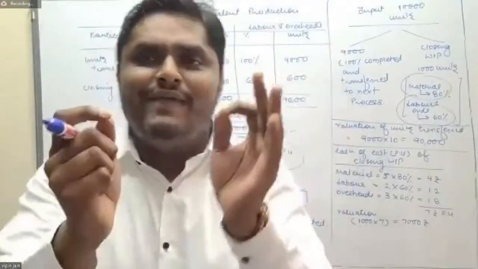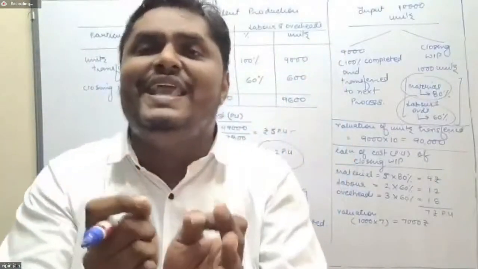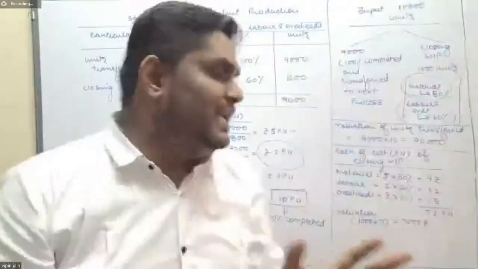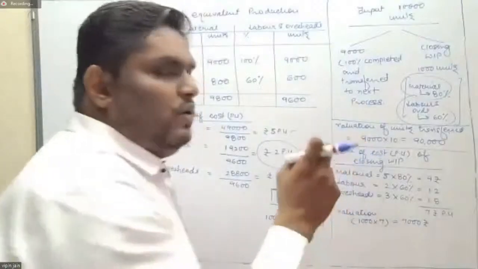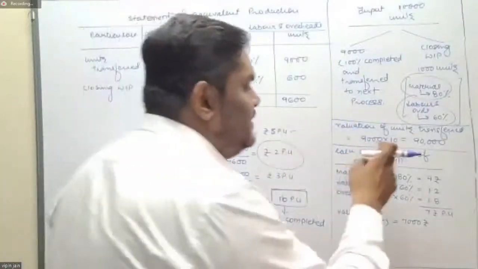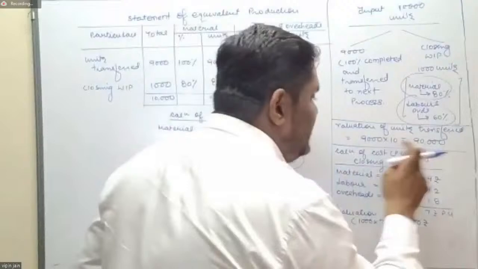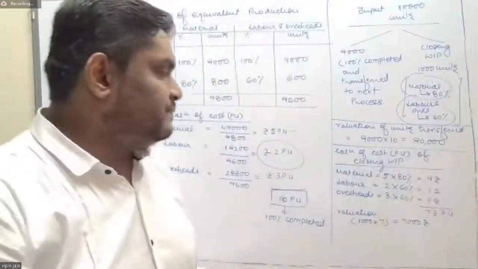So we can easily calculate the value of units that are transferred. 9,000 units in aggregate were transferred, and the cost of a 100% completed unit is rupees 10. So 9,000 into 10 is 90,000.